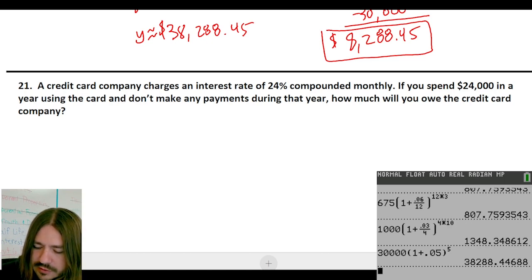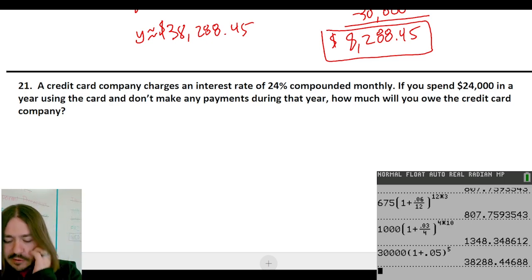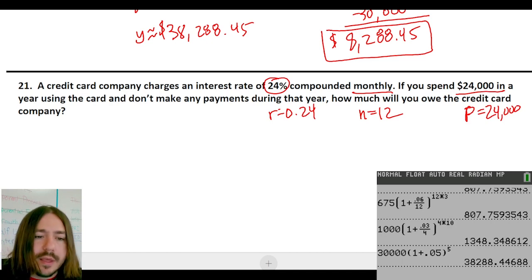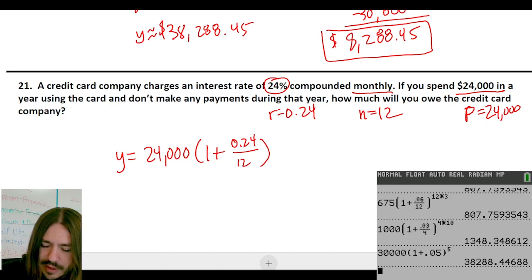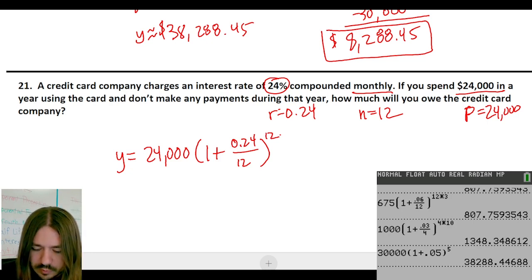If you spend $24,000, that'll be the principal, or the initial amount, and you don't make any payments during the year, how much will you owe the credit card company? So, in other words, we're going to have to pay it back. Let's find out how much that'll be. So, 24,000 times 1 plus the rate, 0.24, divided by 12, and then to the power of 12 times, let's see, what was the year? Was it just 1 year? In a year. Okay, so in a year. So that means that t is just going to be 1. So times 1.